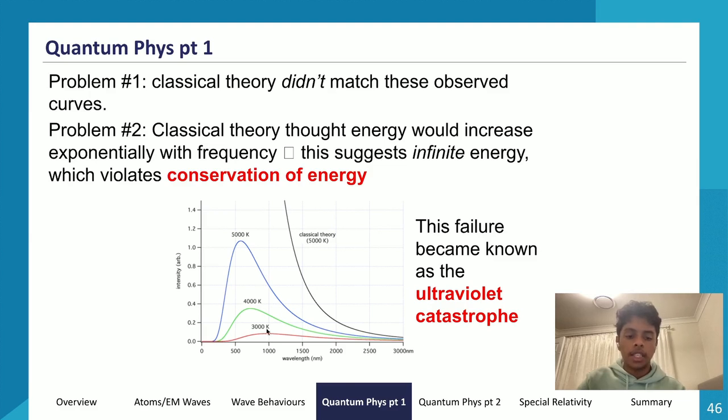So as the wavelength approaches zero, it basically predicted that the intensity of the light would reach infinity, so it would carry infinite energy. So this violates the law of conservation of energy, which states that energy can neither be created nor destroyed. And so this failure of classical theory to match the experimentally observed observations became known as the ultraviolet catastrophe.